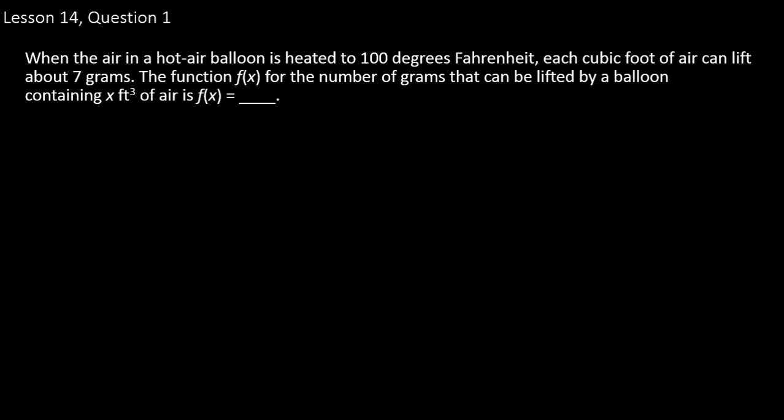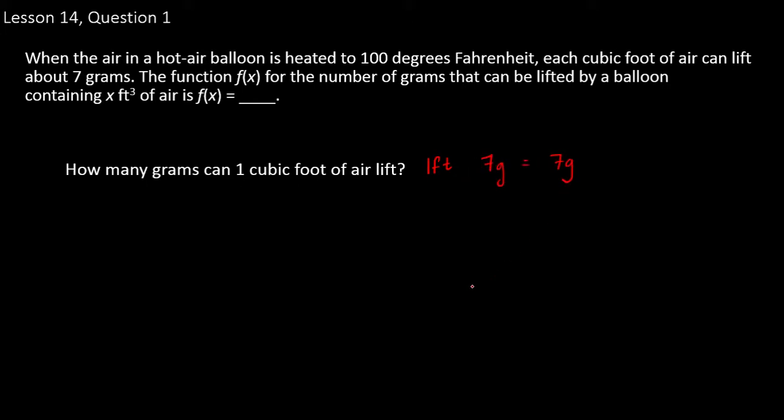Okay, so we're being asked to write a function, but we're given a good amount of information about this function. We're told that it needs to describe the number of grams that can be lifted by a balloon that contains a certain amount of air, and we're told that for each cubic foot of air in the balloon, it can lift about 7 grams. So what does that mean? Well, think about it. How many grams can 1 cubic foot of air lift? Well, they told us, right? They said that 1 foot can lift 7 grams. Okay? So 1 foot can lift 7 grams.